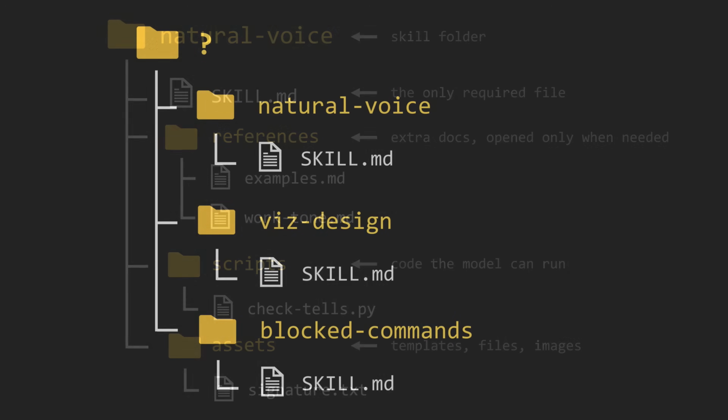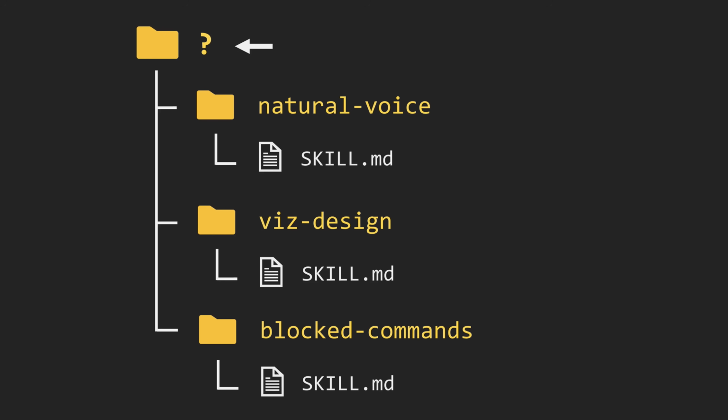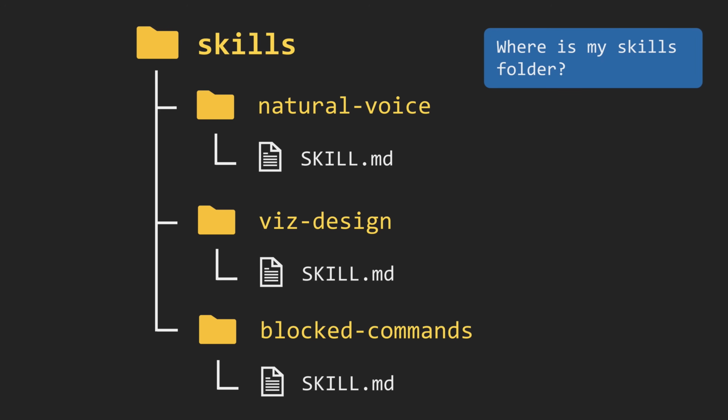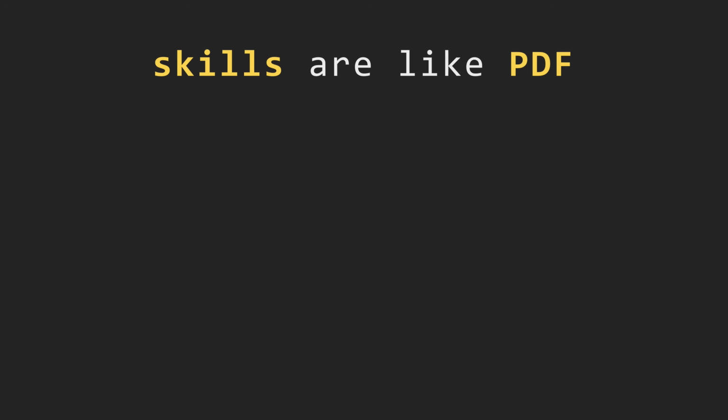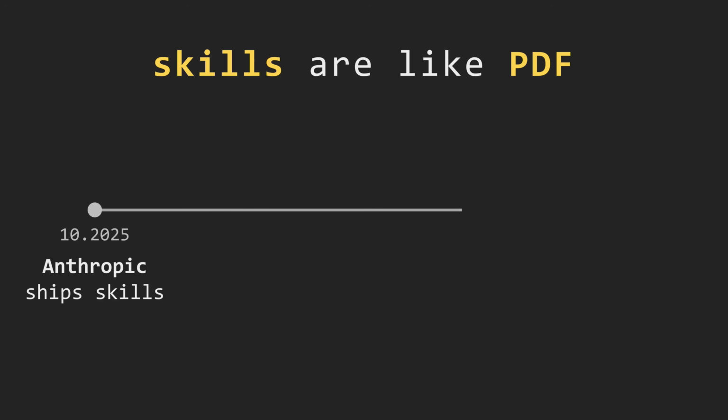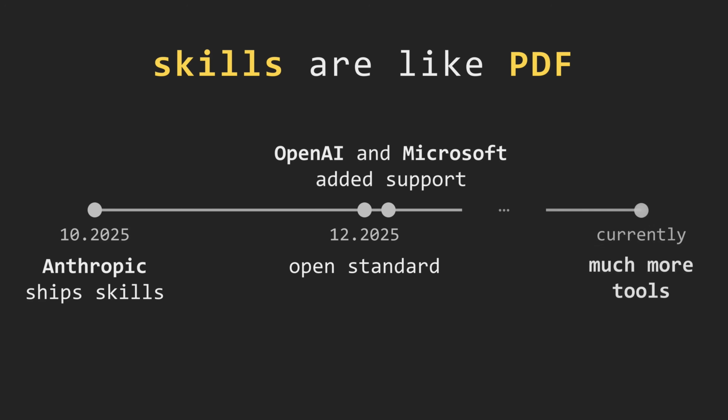And you might wonder where all these skill folders go. It depends on the tool. Many tools have a folder simply called skills. In chat apps, you usually add them in settings under something like capabilities or skills. And if you can't find it, just ask your AI. And if you are wondering whether your AI tool supports skills, it probably does. In late 2025, shortly after launching skills, Anthropic released the format as an open standard, and it was quickly adopted by other companies.